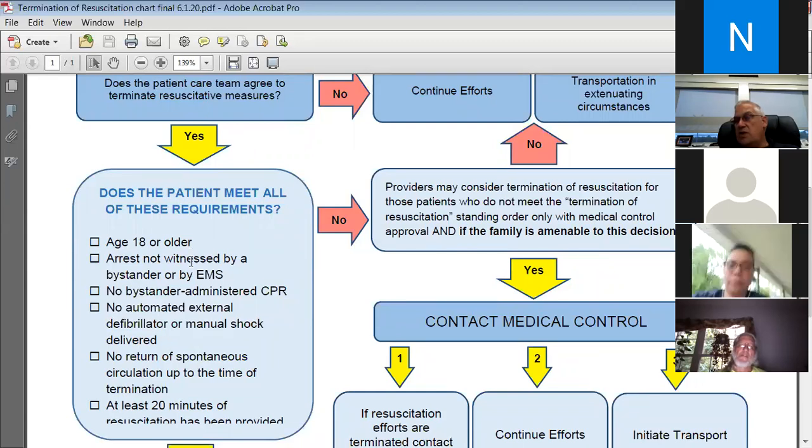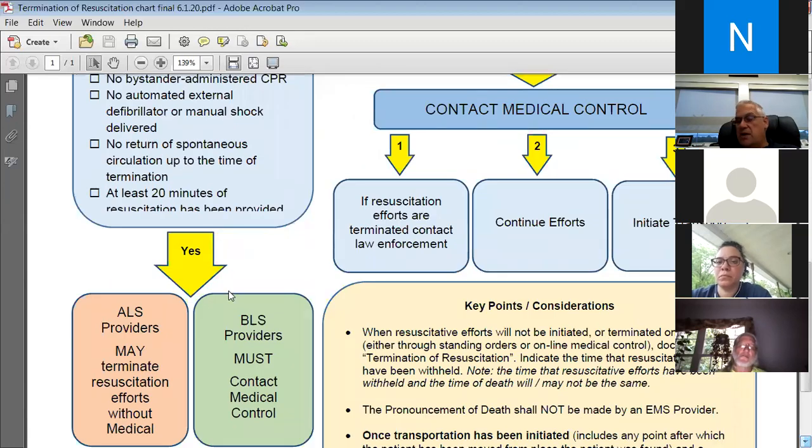Okay, is the arrest not witnessed by bystanders or EMS? You have to continue working it. No bystander administered CPR, and so on, right? So I think you can see all those things now. If the answer to all of that was yes, then I'll just go down first and we'll talk about it. ALS can terminate without calling medical control. BLS has to call medical control and then get permission to terminate.